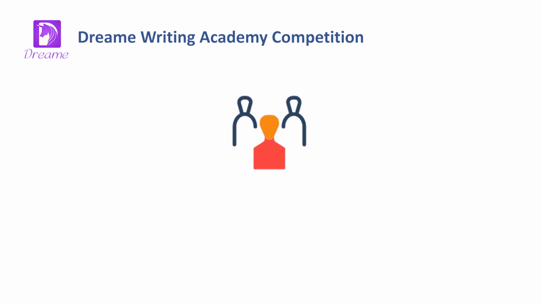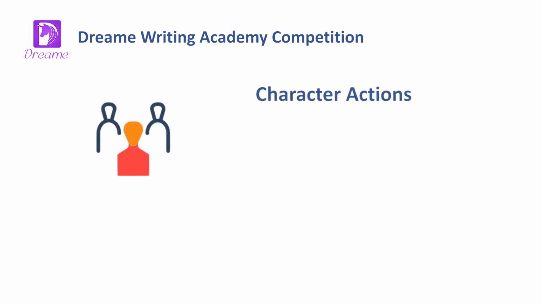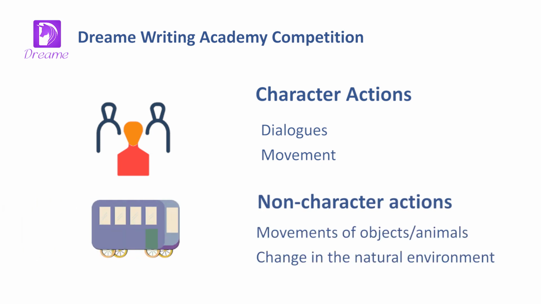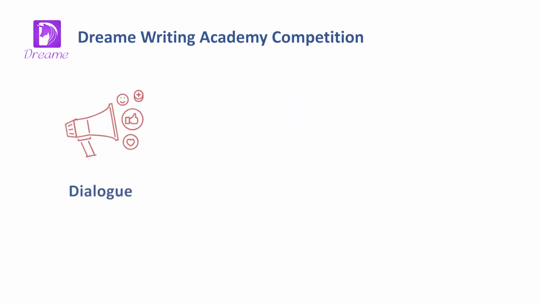Number 3, actions. In a synopsis, actions are typically divided into character actions, dialogues, and movement, and non-character actions, movements of objects or animals, and a change in the natural environment. A good synopsis should be clear about who does what. In a dialogue, it should be clear who is speaking. At the synopsis stage, writers don't have to finish every conversation, but they have to be clear about the subject, the time, and the location where the dialogue is taking place.